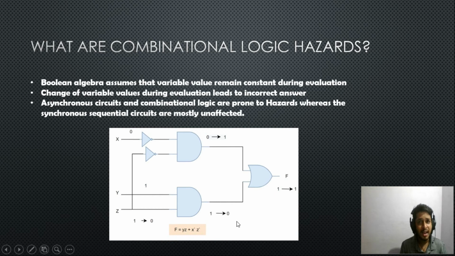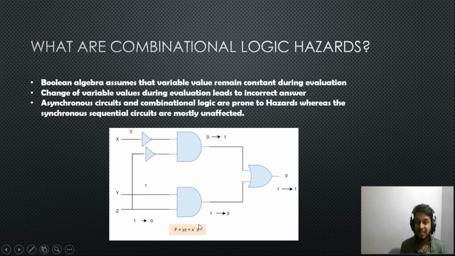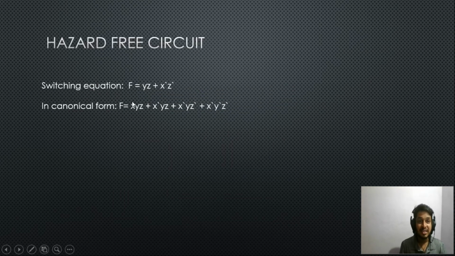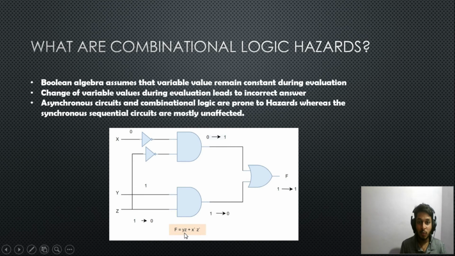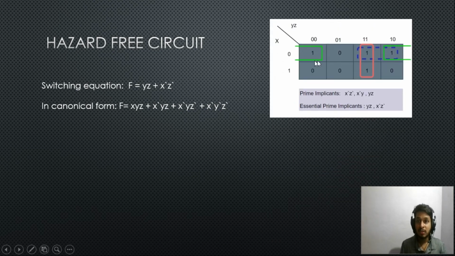So what went actually wrong with this circuit, and do we have any solution in this way? Yes, we have, and let's understand what solution we have, and what went wrong. If you see that switching equation, which is yz plus x bar z bar, we can write it in the canonical form. It looks like this, and let's make a Karnaugh map out of it.